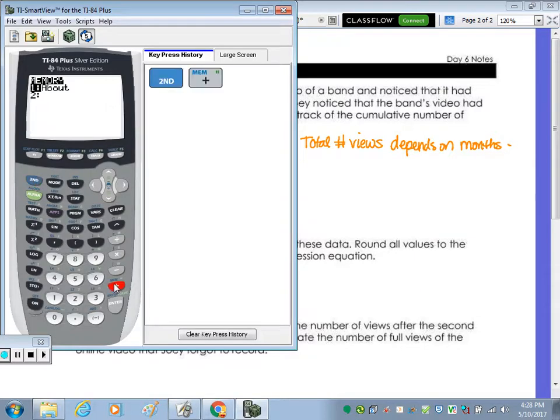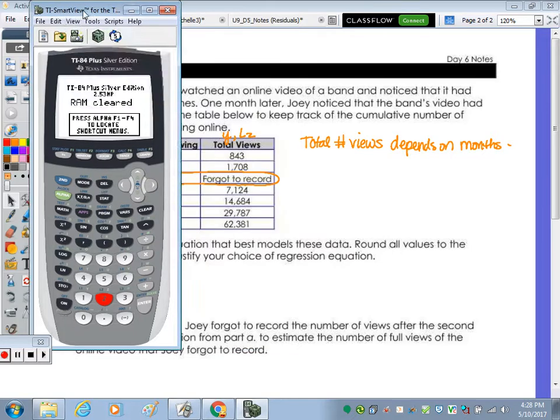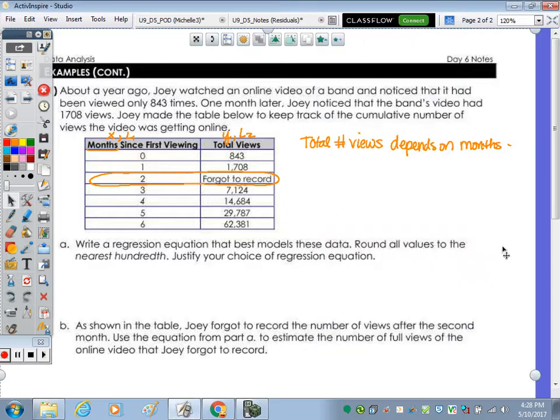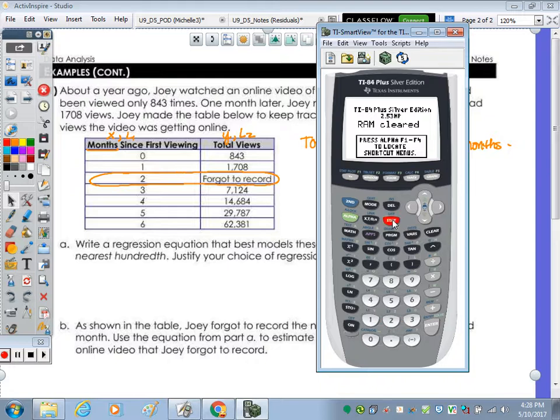So I'm going to reset the calculator. Let's go to Stat, Edit, List 1, List 2. So I have 0, 1, not going to put in the 2, so 3, 4, 5, 6. So over into the next column, it was 0, 843. 1 is 1,708. 3 was 7,124. 4 is 14,684. And then 5 is 29,787. And then 6, 62,381.